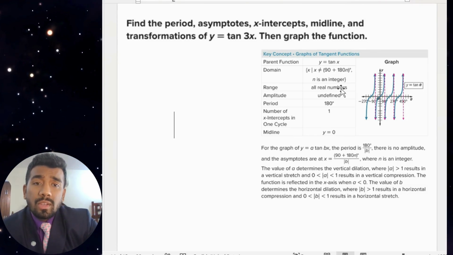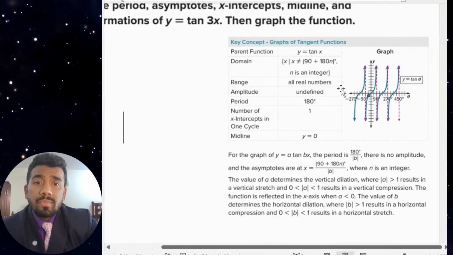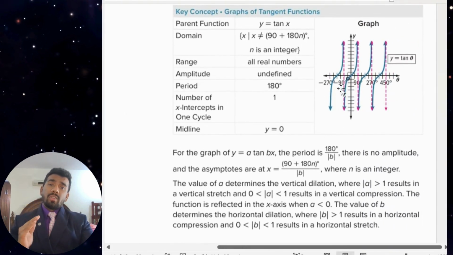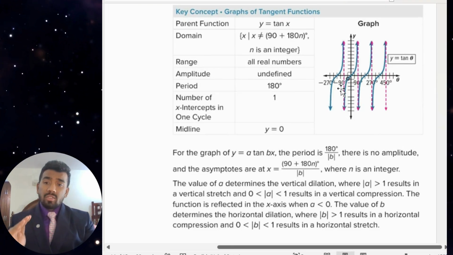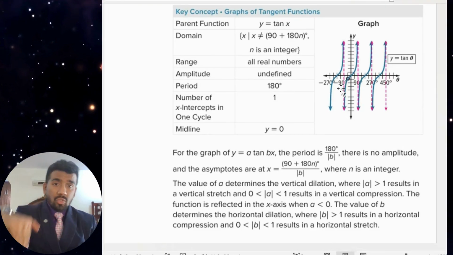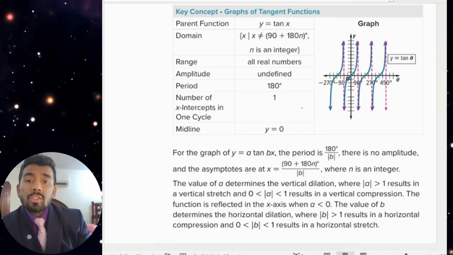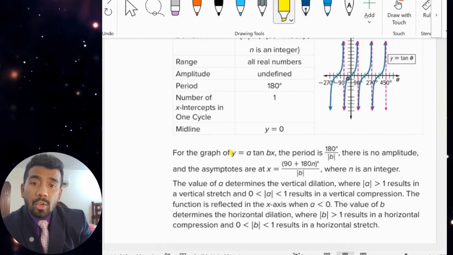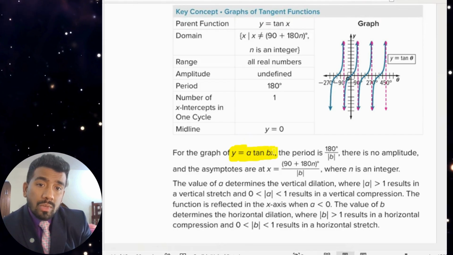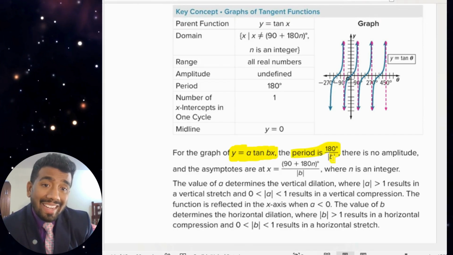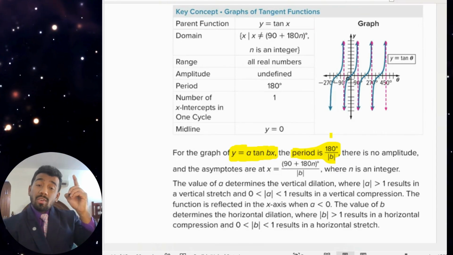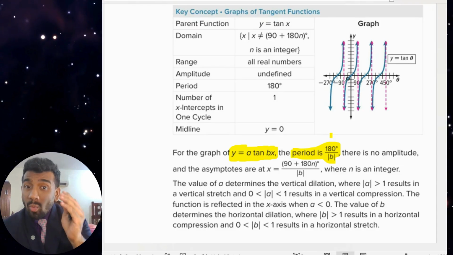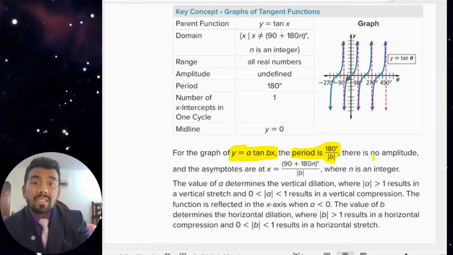You can see over here, let me zoom a little bit for you. Tan is a trigonometry function which goes like this. From one end it's going up, the other end is going down. First let's talk about the period. How do you find the period? For a function y equals tan bx, the period is 180 over b. Remember, for sine and cosine it was 360 over b, but for tan, it is 180 over b. That's the only reason it's different.